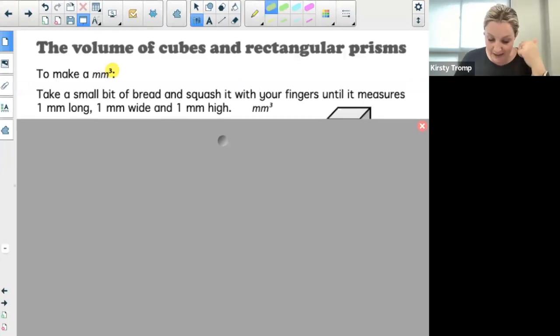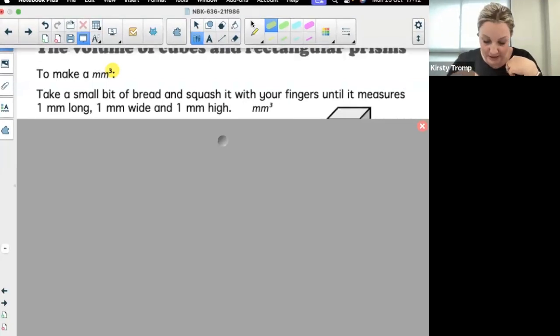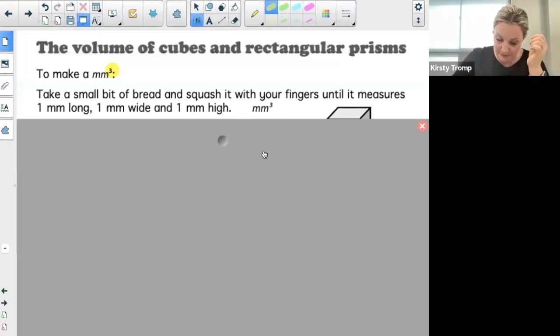To make a millimeter cubed, think about if you had a piece of bread. You've pulled a piece of bread off and you squish it with your fingers until it measures 1 millimeter long by 1 millimeter high by 1 millimeter wide. Who hasn't done that before? You've taken this teeny tiny little piece of bread and squished it with your fingers until you've made it into this little cube.